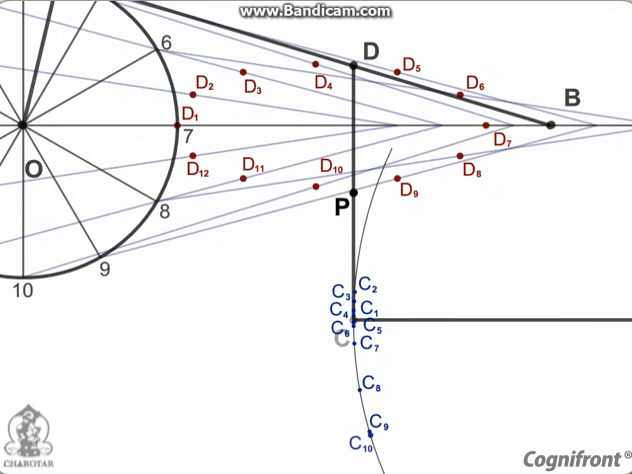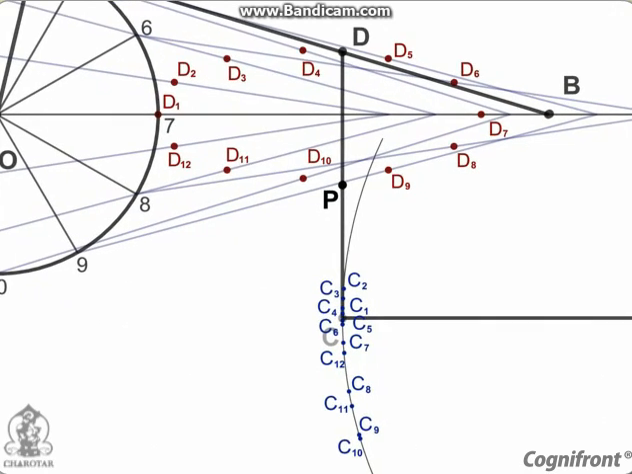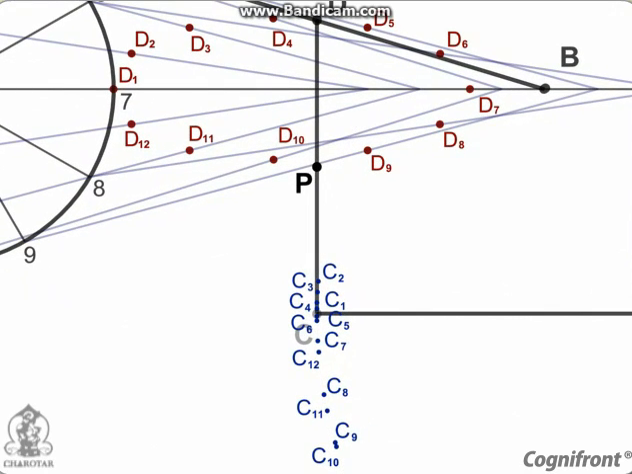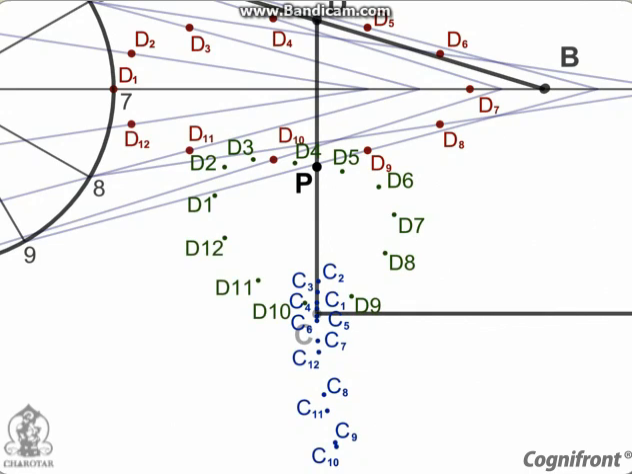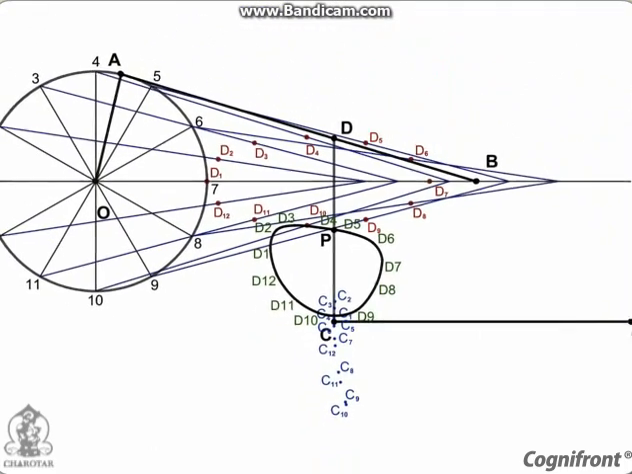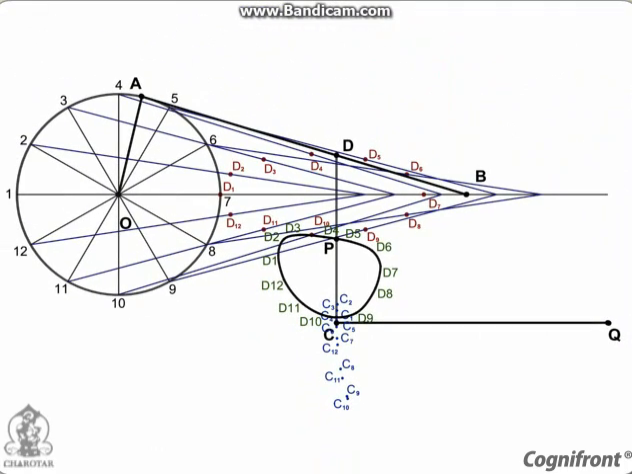Next, locate the midpoints of lines D1C1, D2C2, etc. and call them P1, P2, etc. The required locus of the midpoint P is obtained by drawing a curve through these midpoints. Thus, we can determine the locus of a midpoint of a link in the 4-bar mechanism.